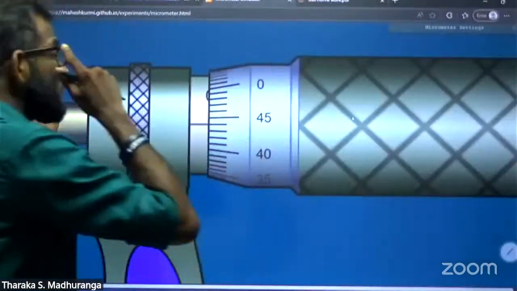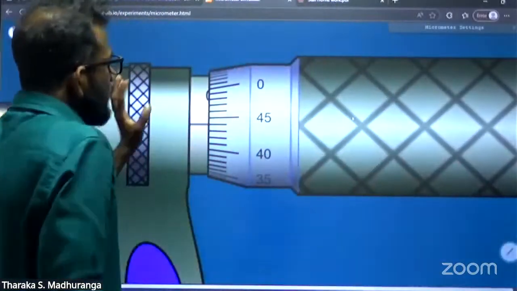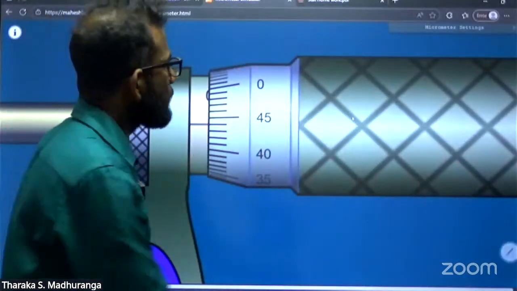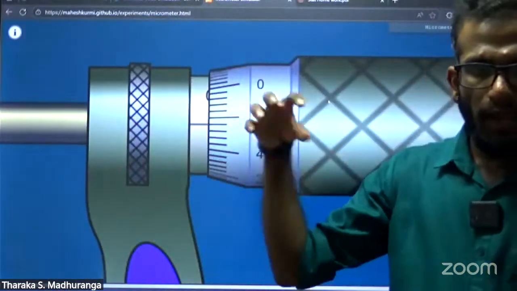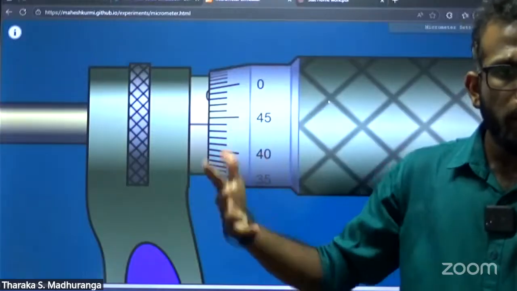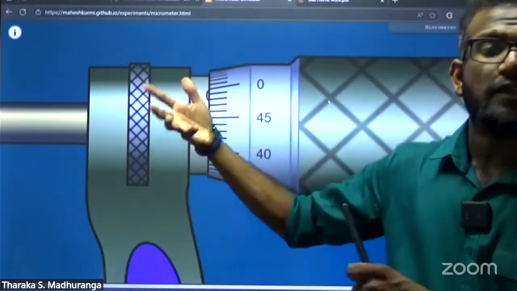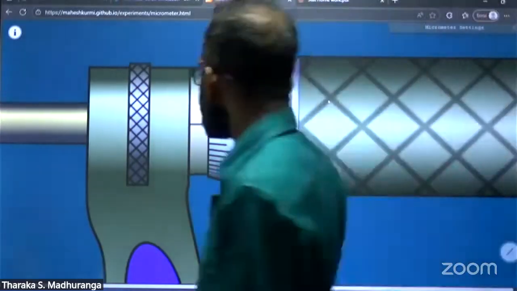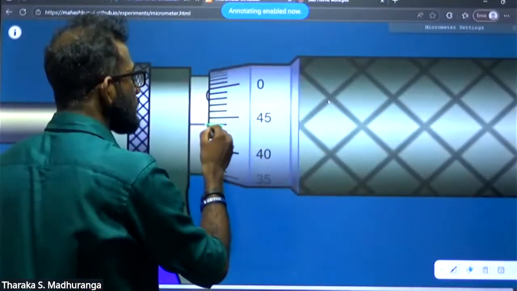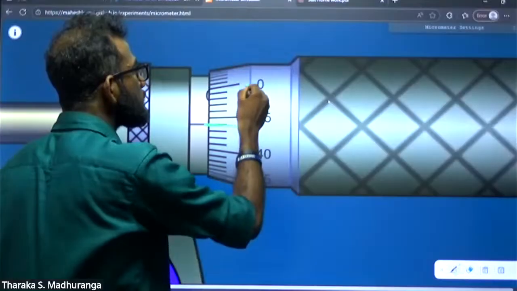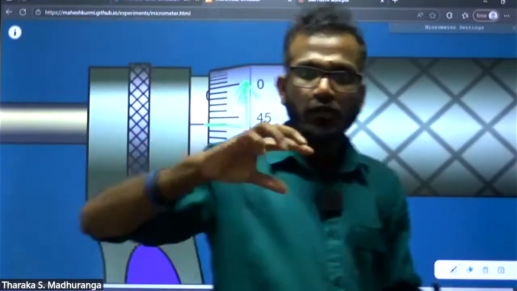Okay, I told you, in negative zero error, when we type maximum this ratchet, by ratchet anvil and spindle without any object, the zero of the vernier circular scale zero passes the linear scale middle axis, passing and additionally rotates. You can see, if it is correct, it should stop here, but it is now additionally rotating.